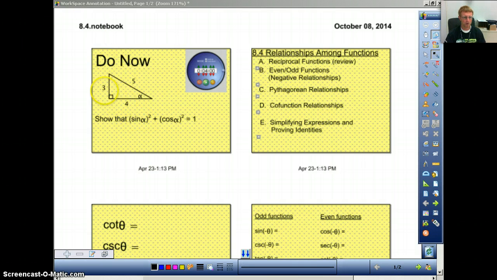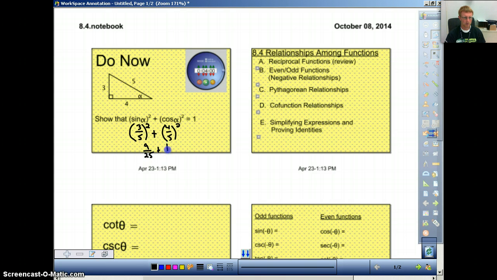Sine of alpha is opposite over hypotenuse, so that's 3 over 5, squared. The cosine of alpha is 4 over 5, and then we will square that. When we square each one of these, we get 9 over 25 plus 16 over 25, which is equal to 25 over 25, which is equal to 1. So that shows how this relationship actually works, and you're going to see that that's one of our identities.